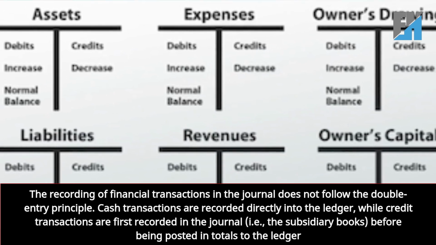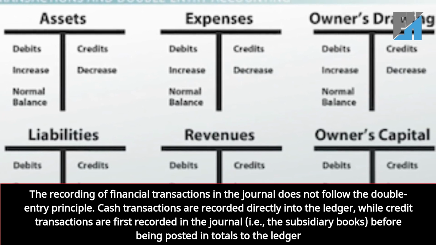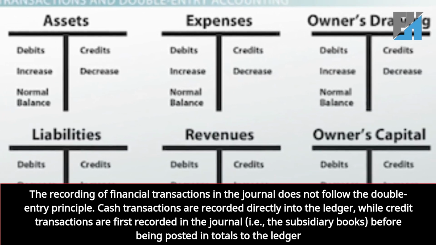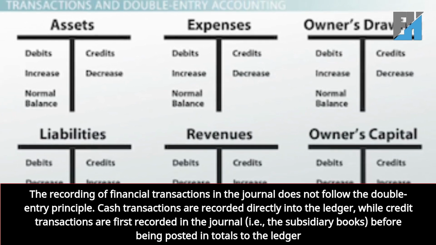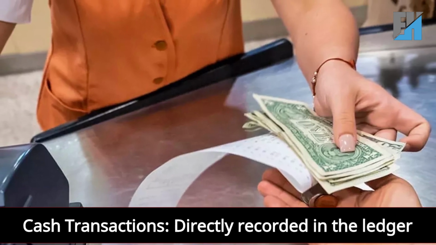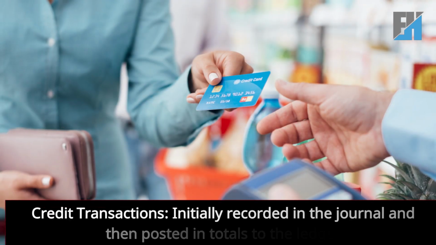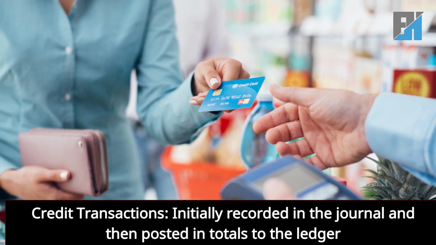Cash transactions are recorded directly into the ledger, while credit transactions are first recorded in the journal, that is, the subsidiary books, before being posted in totals to the ledger. Cash transactions, directly recorded in the ledger. Credit transactions, initially recorded in the journal and then posted in totals to the ledger.